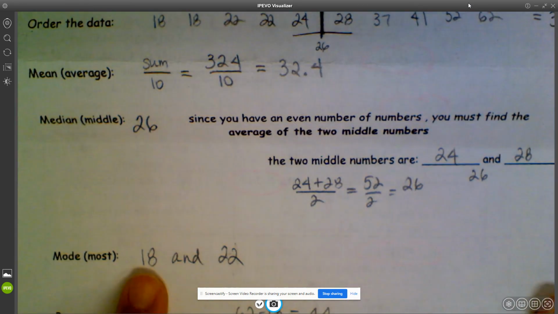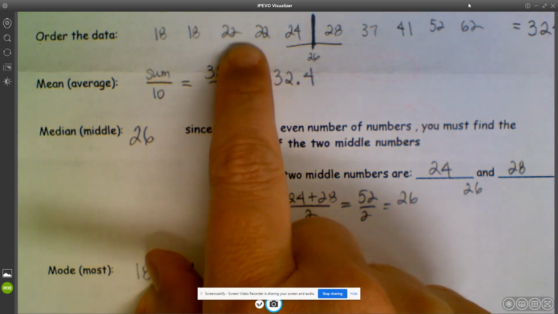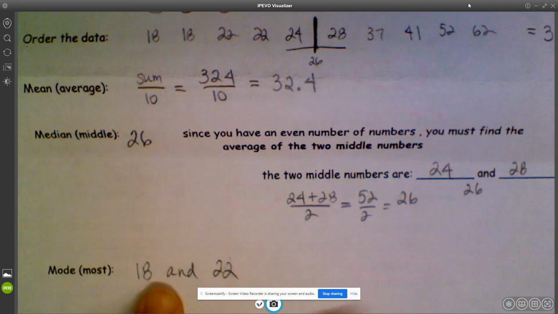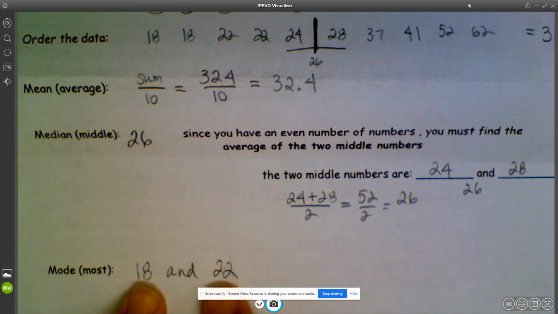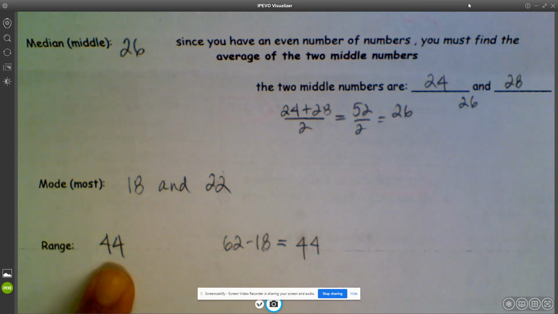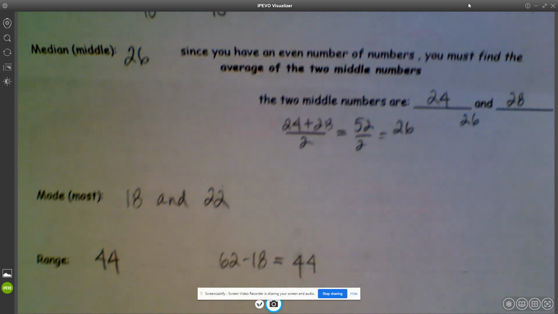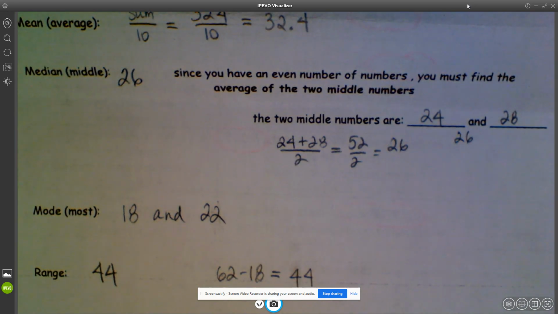The mode is the number that shows up the most. 18 shows up twice. 22 shows up twice. Everything else shows up once. So 18 and 22 are my modes. And then the range was the greatest number minus the least number. 62 minus 18 equals 44. So there's your refresher of summary statistics. And that's our little lead-in into this unit.